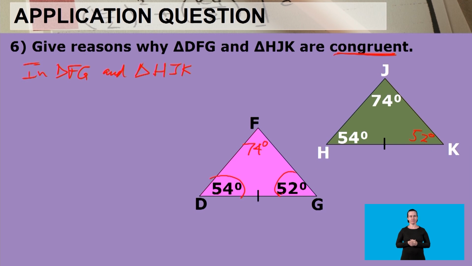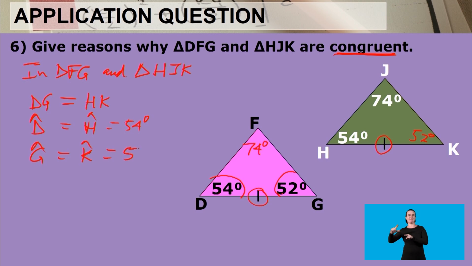By angles, all these angles are equal, but congruency does not depend on angles alone. I have a marking there and a marking there, so I can use 2 of those angles and that side. The side that I have is DG equals HK. That is the side that has a marking that I know. And then I also have angle D, which equals angle H, which equals 54 degrees, and angle G, which equals angle K, which equals 52 degrees.